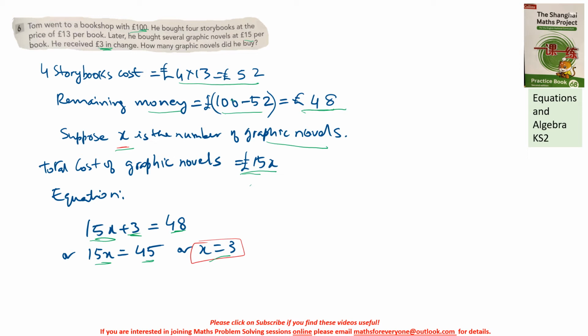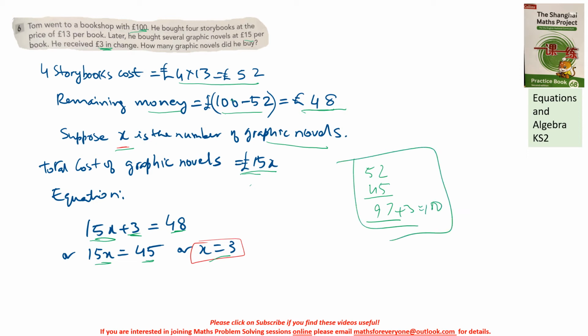So he bought 3 graphic novels that cost £15 each, so 3 times 15 is 45, and then he got £3 in change, so you add 3 to it and get 48. If you add them all up, you get 52 and 45, that's 97, and then plus 3 equals 100, so that is the total.